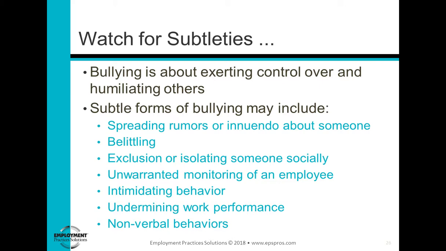And oftentimes in the real world, bullying and incivility does present itself in these forms. So I think it's important as we work to prevent these issues that we watch out for subtleties. Like I talked about before, bullying is about exerting control over and humiliating others. Some of the subtle forms of bullying may include spreading rumors or innuendo about someone, belittling someone, excluding or isolating someone socially, unwarranted monitoring of an employee, intimidating behavior, undermining work performance, or even nonverbal behaviors like we saw exhibited in this case study, like the eye rolling or some of the nonverbal behaviors that we saw in the earlier video.